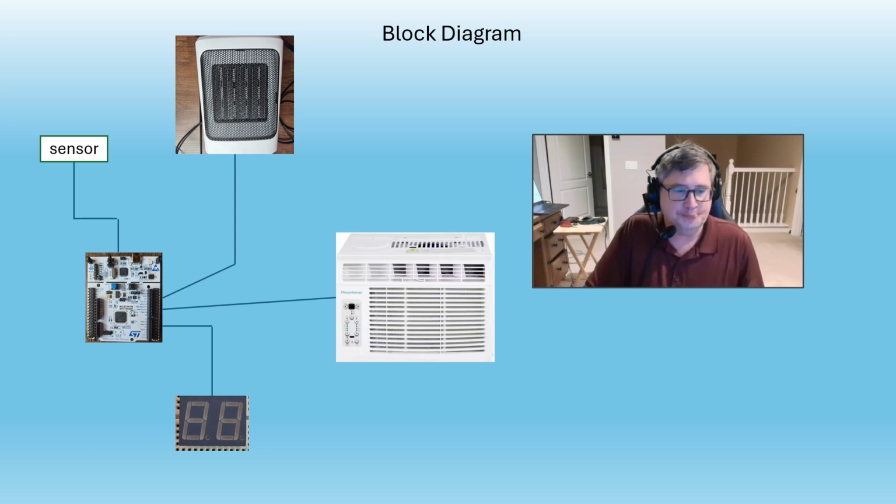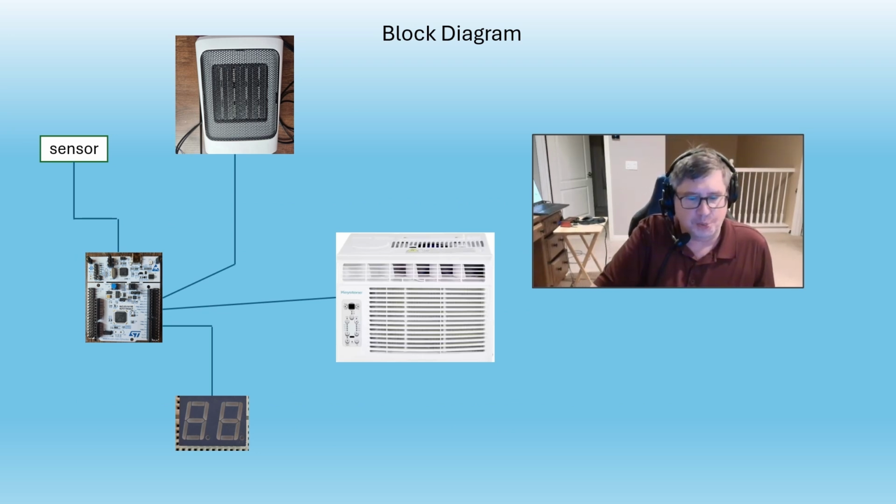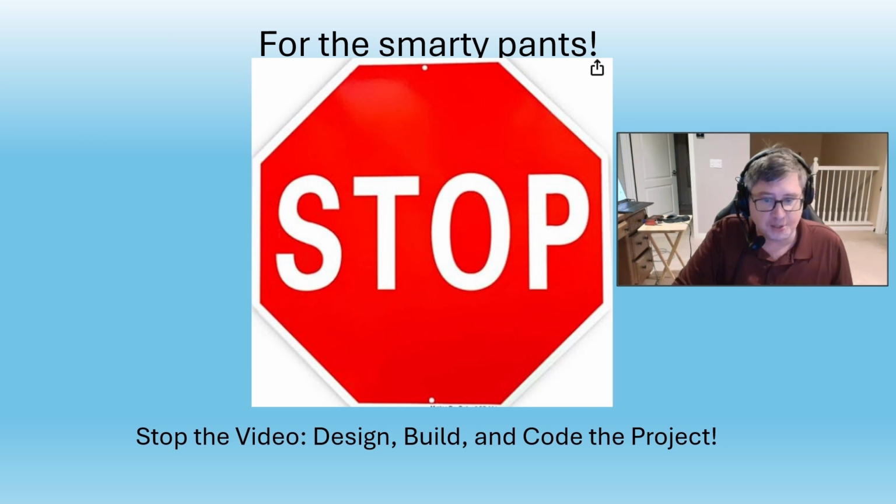here's a block diagram. The block diagram shows you what I'm talking about in a visual form. So that's only fair. We need a sensor attached to your development board. The heater is going to be attached to the development board. And the dual segment display, which is going to display the temperature in the room, is also attached to the development board. There's a lot more circuitry in that, but that's for the smarty pants, you guys got to figure it out.